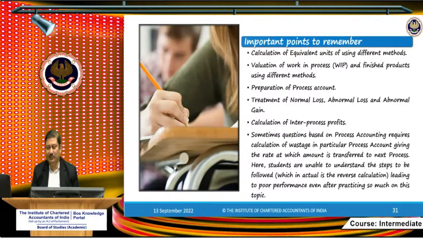WIP and finished goods, the questions I think you need to practice from the study material. You will be able to understand it. The calculation part, particularly; if you want to ask anything conceptually, please let us know.